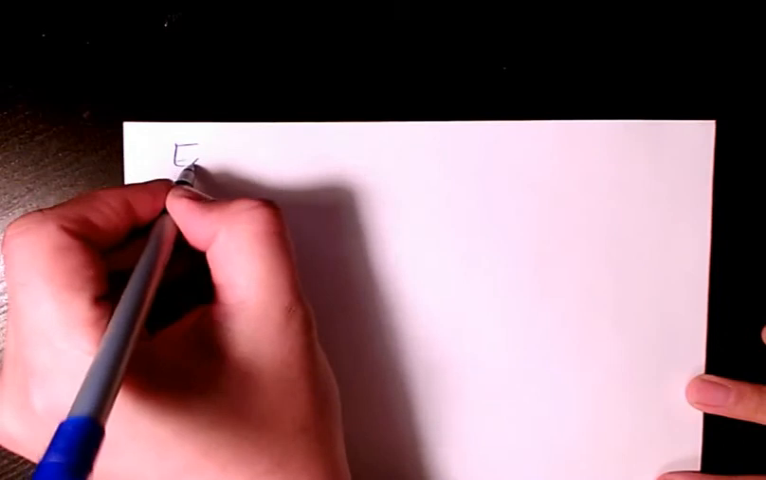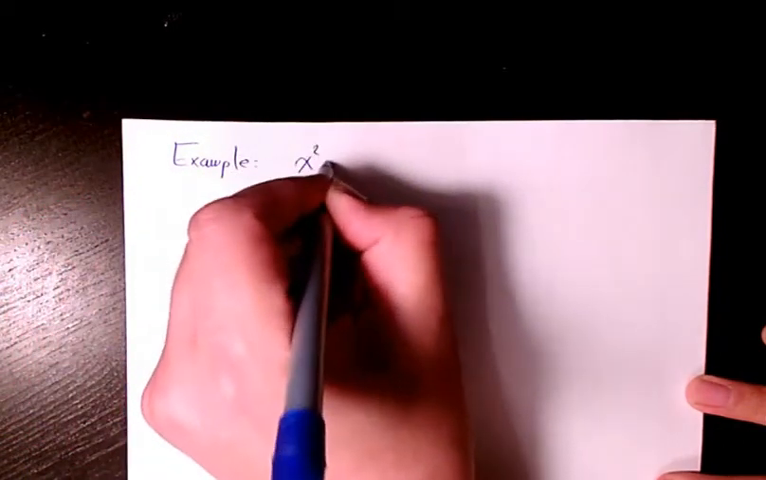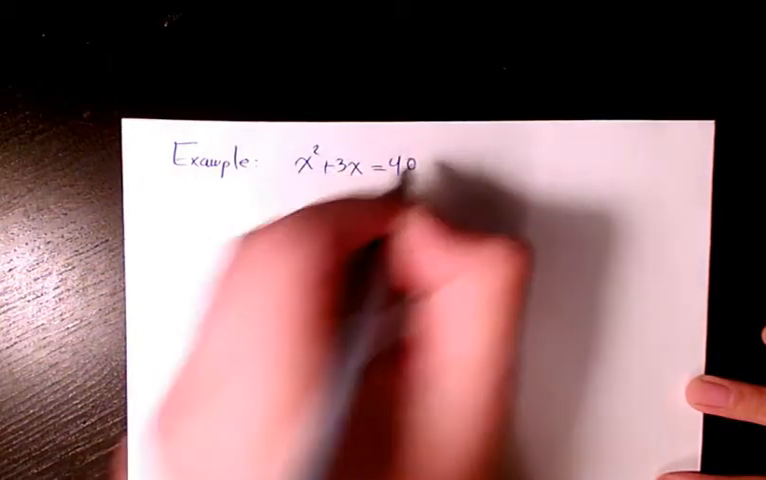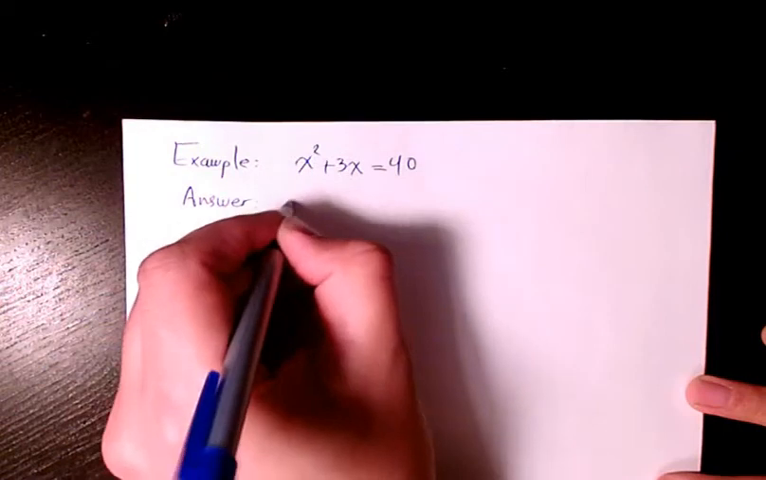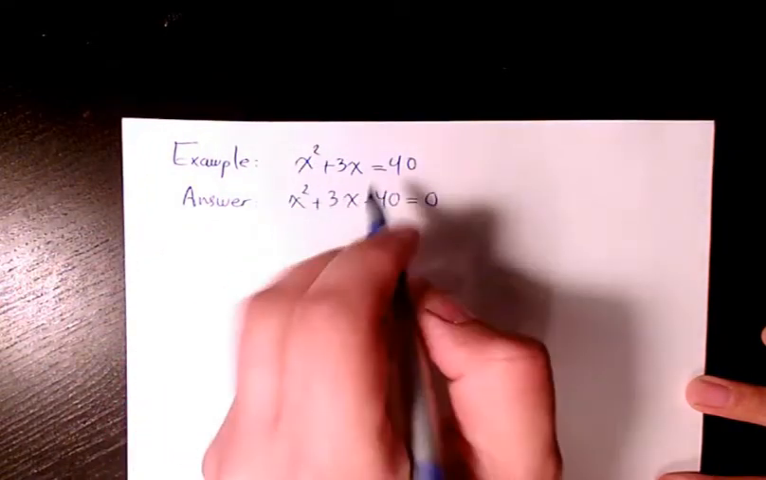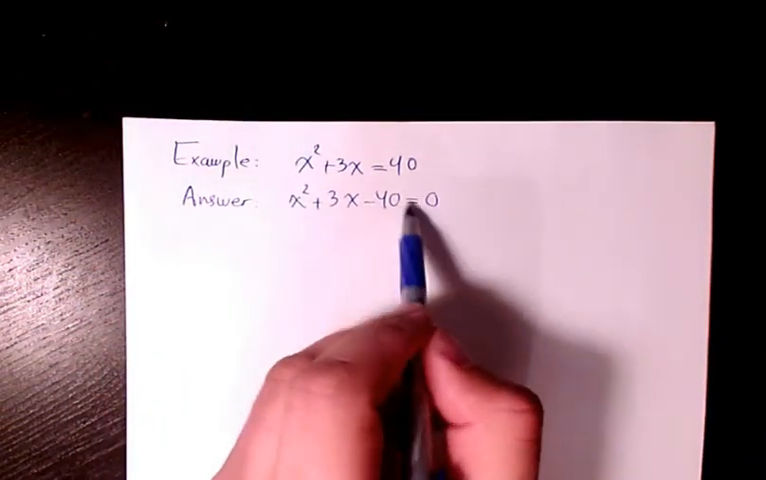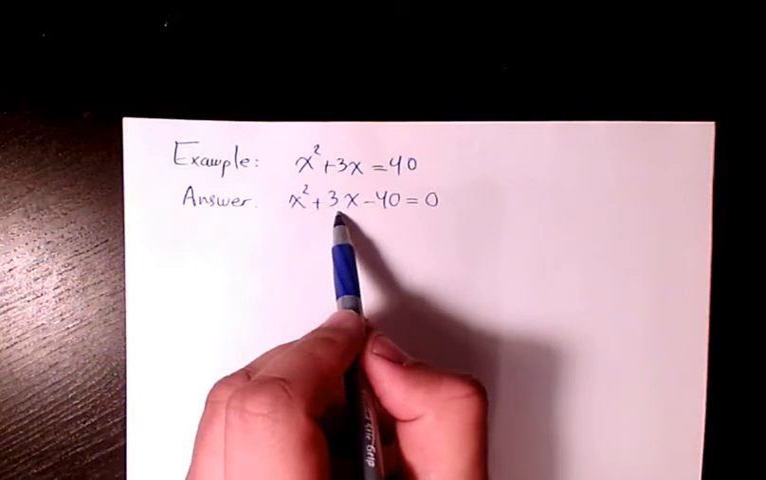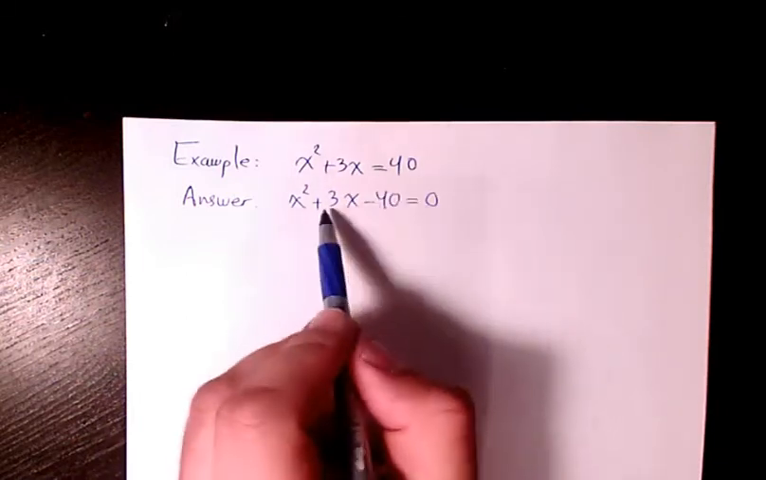So the next example. I have x squared plus 3x equals 40. Answer is x squared plus 3x minus 40 equals 0. I moved everything to the left hand side. So I'm looking for two numbers that multiply to negative 40 and add to 3.